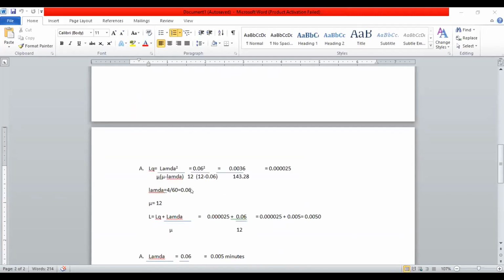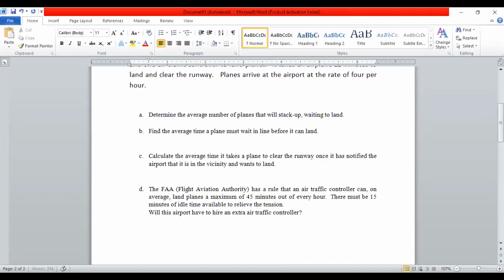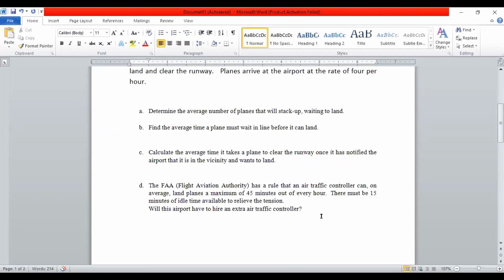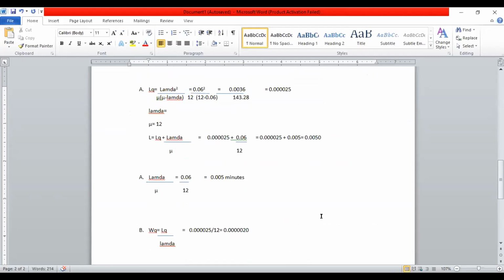So your lambda, just go below that, right before where the incorrect things, go to the last line. So L, right. Okay. Good. The question is asking you for the number of planes. What was the question asking you for again? The average number of planes that will stack up waiting to land. So your LQ. So you were correctly identifying that it is asking you for LQ.